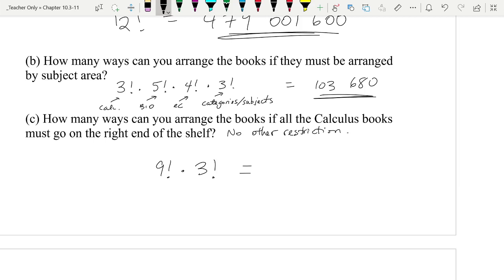9 factorial times 3 factorial, 6, equals 2,177,280. There we go. There it is. Pretty cool. I like this stuff. This stuff's fun. All right.